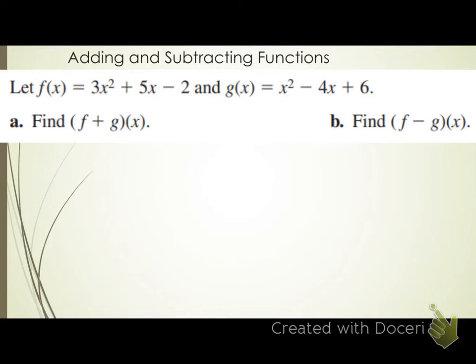Okay, here we go. It gives us 2 functions. It says let f of x equal 3x squared plus 5x minus 2, and g of x equal x squared minus 4x plus 6. Letter A wants me to find f plus g of x. Like I told you, it gives you two functions, f of x and g of x, and wants you to find f plus g of x.